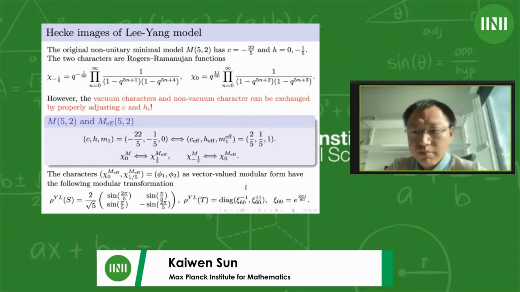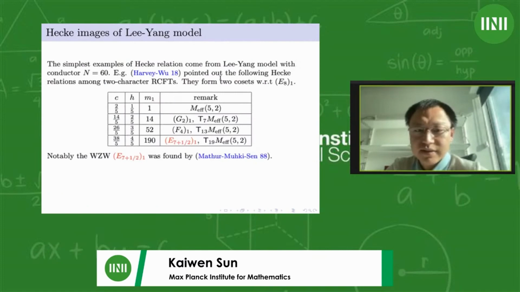And we now want to apply the Hecke operator on these vector valued modular forms. This is what Harvey Wu did several years ago. They found a very nice Hecke operator connection that previously people didn't find. What they found is that if you apply the T7 Hecke operator on the Lee-Yang characters, you will get the two characters of the G2 level 1 WZW model.